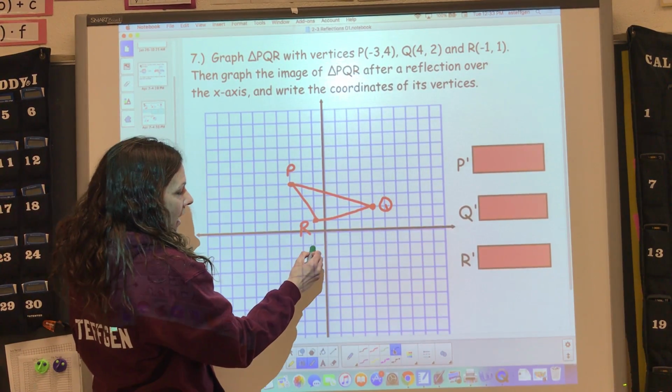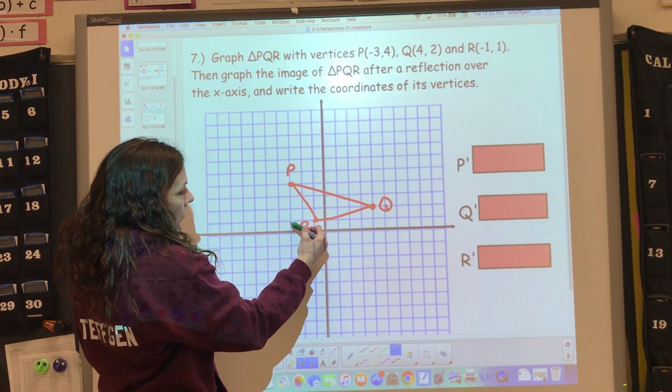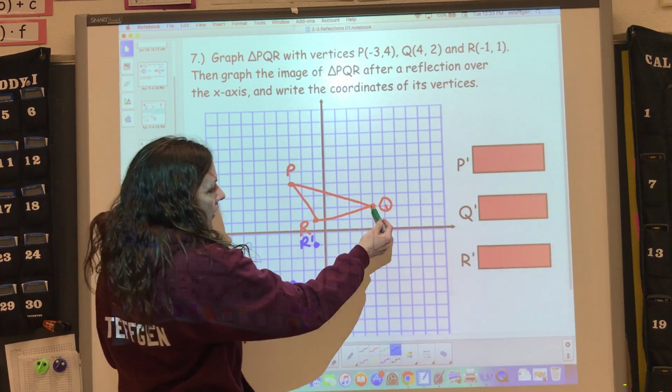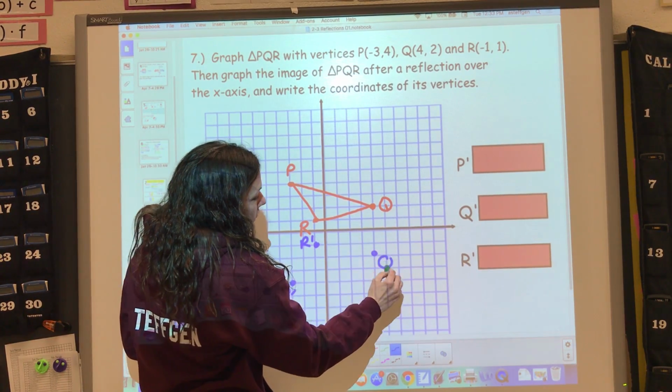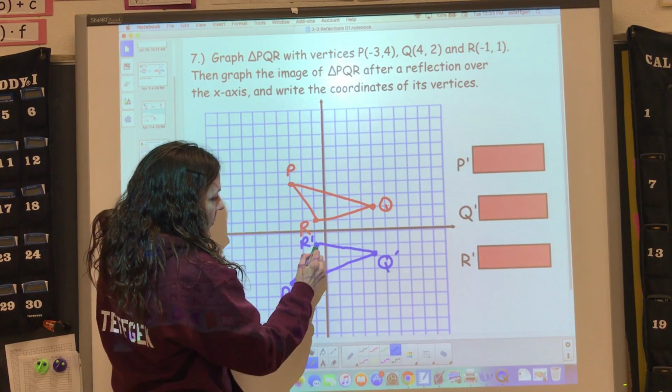So R is 1 away, so R prime is going to be 1 away. P is 1, 2, 3, 4 away. P prime. Q is 2 away. So Q prime is going to be 2 away. Oops, label it prime. Draw your image.